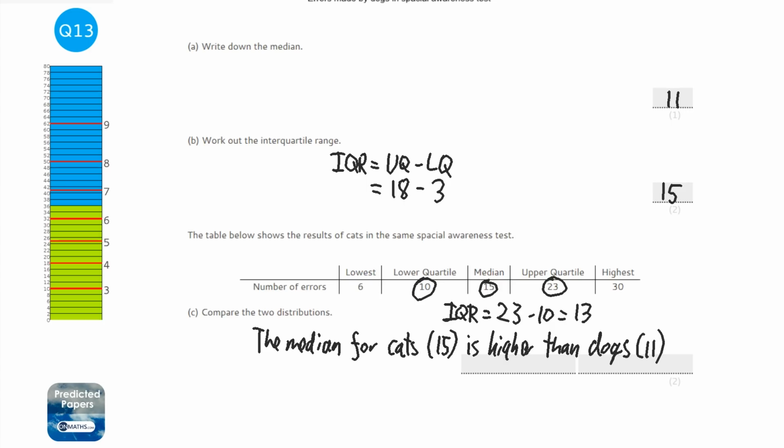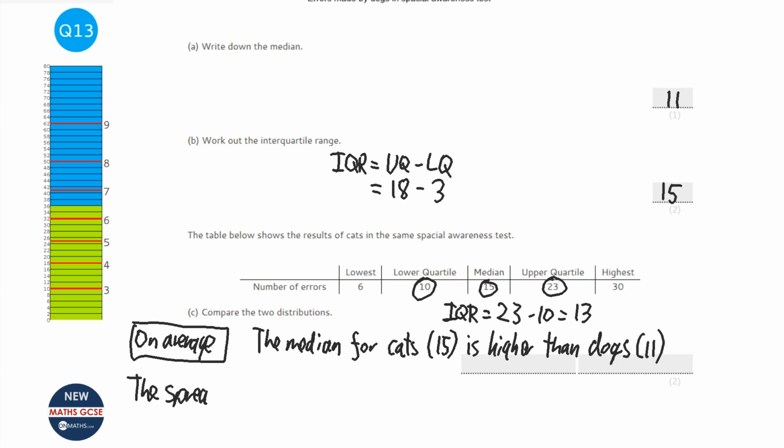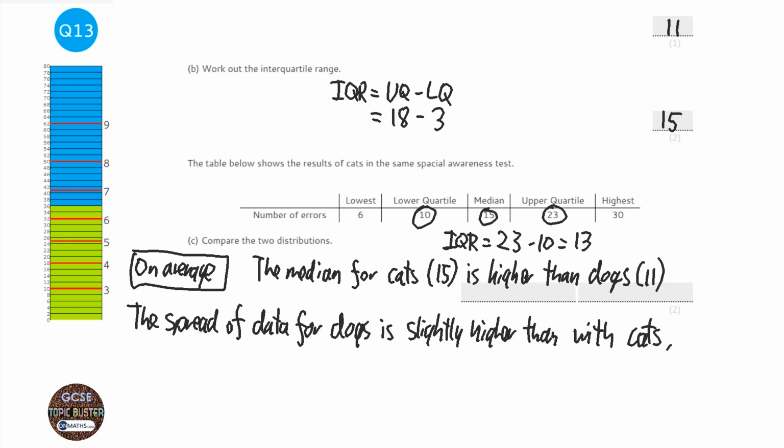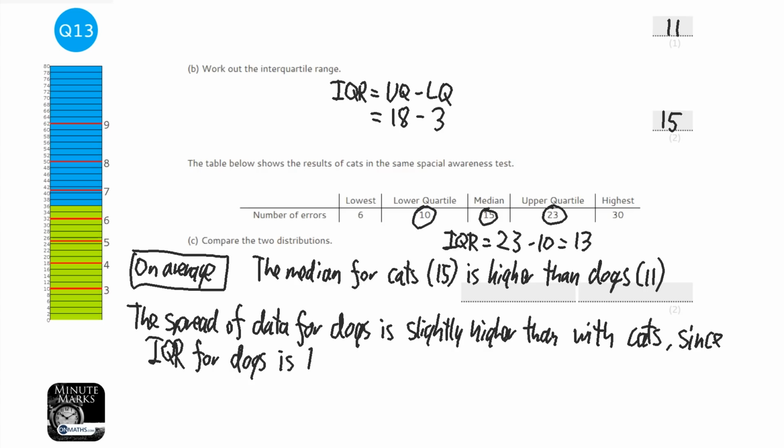The way of starting this sentence, so I said on average is the way to start when you're comparing medians. For this one you just say the spread of data for dogs is slightly higher than with cats. And then you'd say, since IQR, interquartile range for dogs, is 15 and for cats is 13.